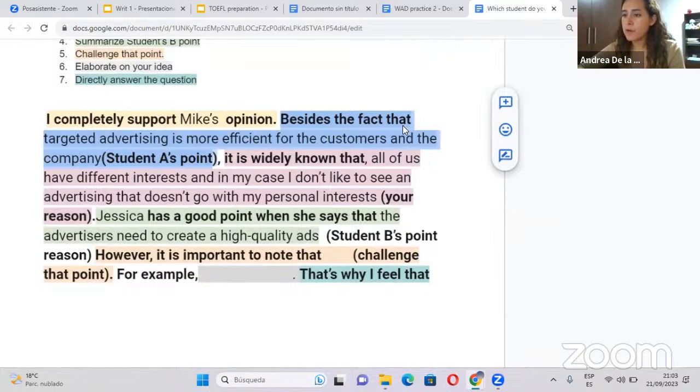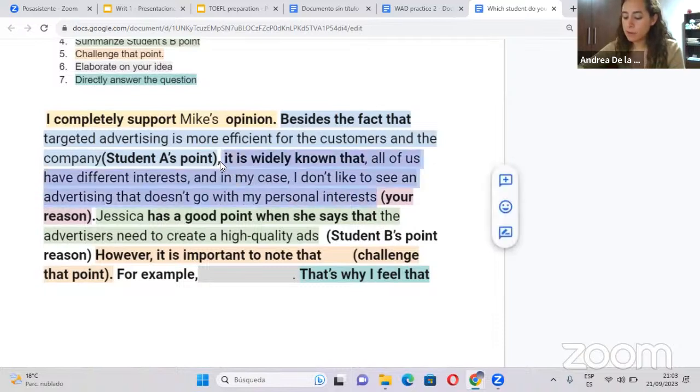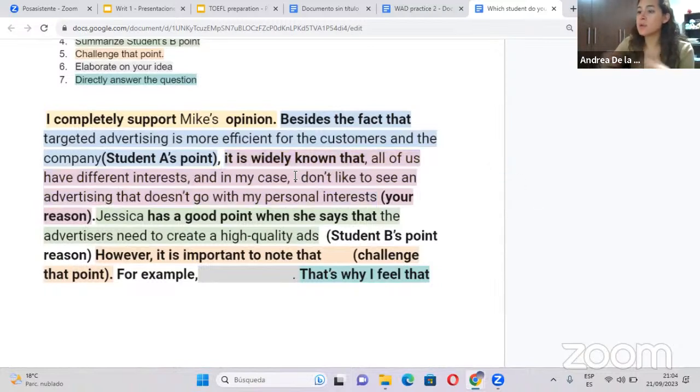Lo que sí, all of us have different interests, coma, puntuación antes del and. Si está uniendo ideas separadas, va una coma. And in my case, otra coma, I don't like to see an advertising that doesn't go with my personal interests. Muy bien. Ok. Esto está muy bien y me gusta bastante, pero lo que sí es tal vez en esta idea general, cuando presentan sus razones, yo lo trataría de mantener en general. Es decir, no hablar todavía personalmente de uno mismo, sino de los consumidores en general.